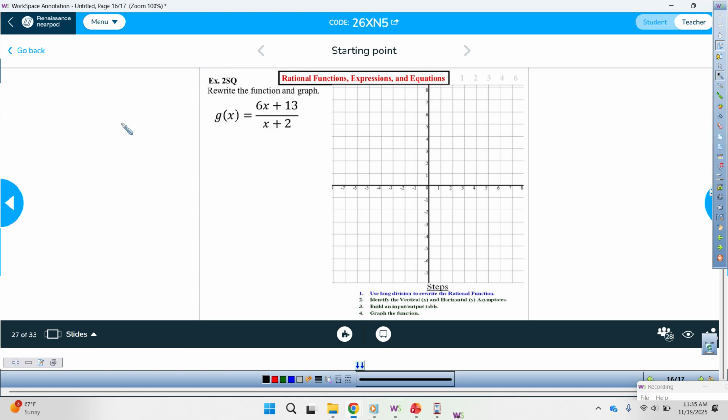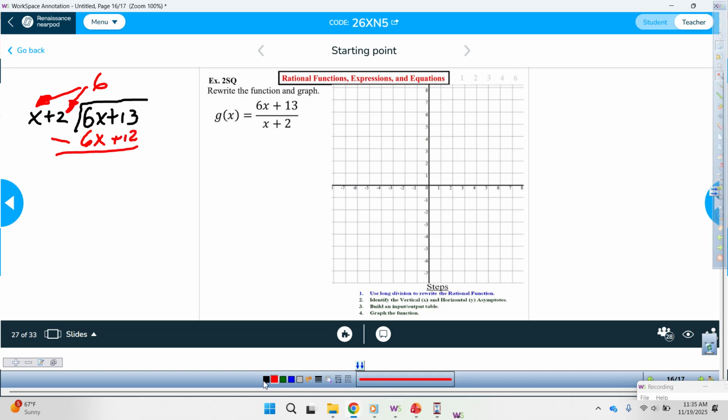All right, for the sake of time, here goes. We got 6x plus 13 divided by x plus 2. What number times x gives me 6x? 6. So 6 times x, 6x. 6 times 2 is 12. Subtract.